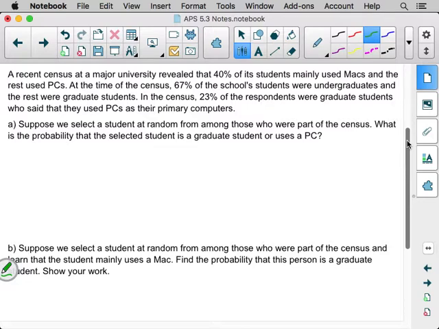A recent census at a major university revealed that 40% of students mainly use Macs and the rest use PCs. At the time of the census, 67% of the school's students were undergrads and the rest were graduate students. In the census, 23% of respondents were graduate students who said they used PCs as their primary computer. Suppose we select a student at random among those who were part of the census. What is the probability that the selected student is a graduate student or uses a PC?